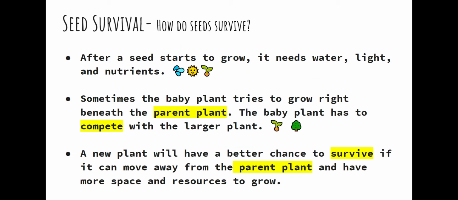Seed survival. So how do seeds survive? Well, after a seed starts to grow, it needs water, light, and nutrients. Sometimes the baby plant or the seed tries to go right beneath the parent plant. The baby plant has to compete with the larger plant. And since the larger plant is already established, it will be very hard to survive. A new plant will have a much better chance to survive if it can move away from the parent plant. It will have more space and resources to grow.